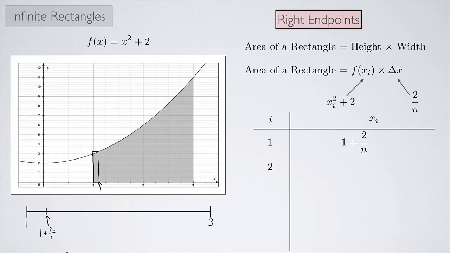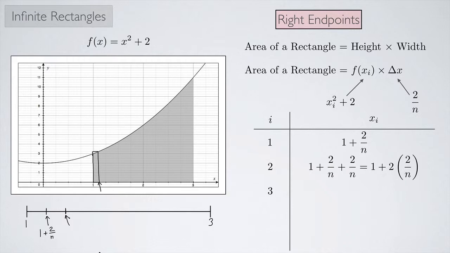Rectangle number 2. So this is when i equals 2. Now I go over another 2 over n. So now I'm looking at this right here. That would be for rectangle number 2, and I have to add another 2 over n when I go over that distance. So I get 1 plus 2 over n plus 2 over n, or I can rewrite that as 1 plus 2 times 2 over n.